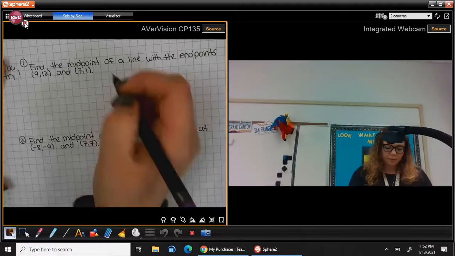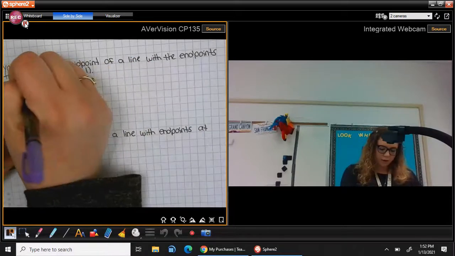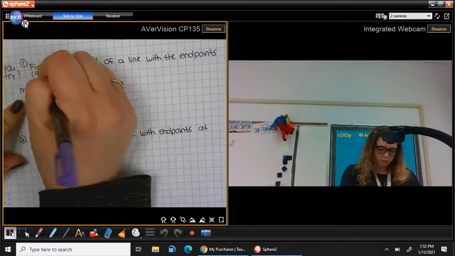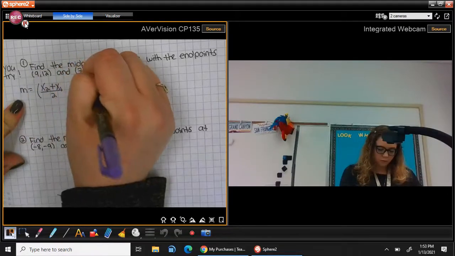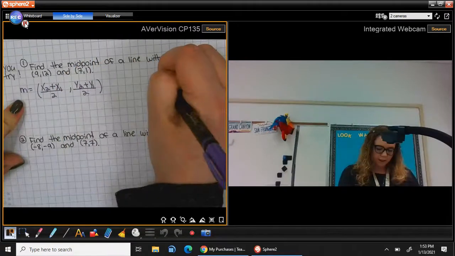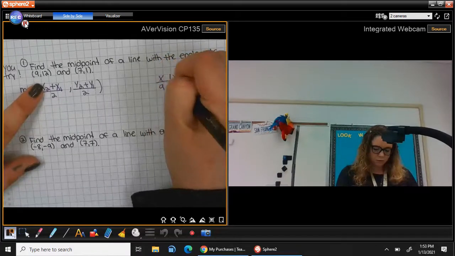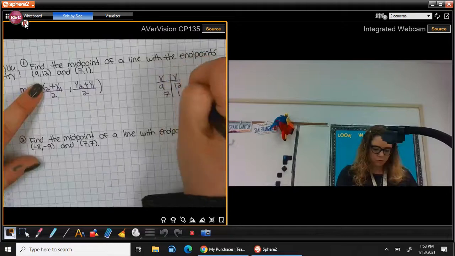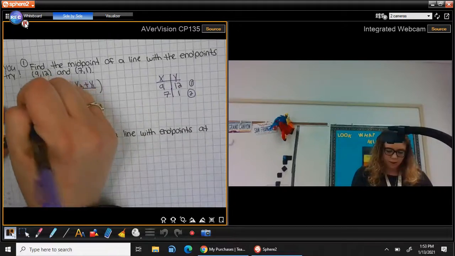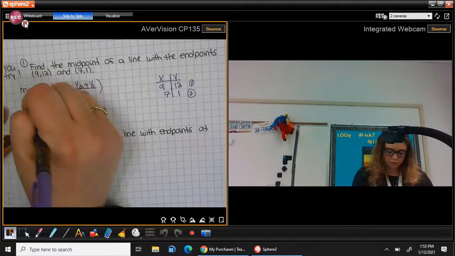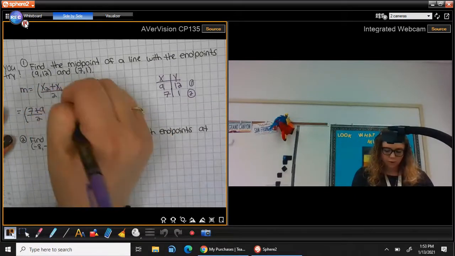Welcome back. Okay, find the midpoint of a line with the endpoints 9, 12 and 7, 1. Okay, I am going to write out my formula. And I'm going to stack my points. I'm going to plug everything into my formula. x2 is 7, x1 is 9, y2 is 1, y1 is 12, over 2.